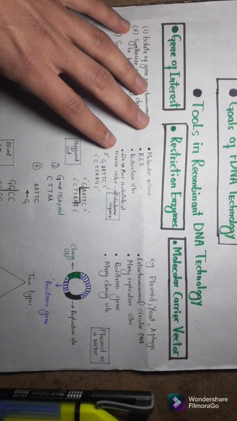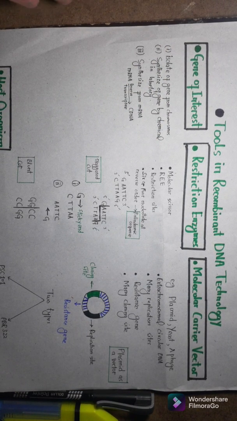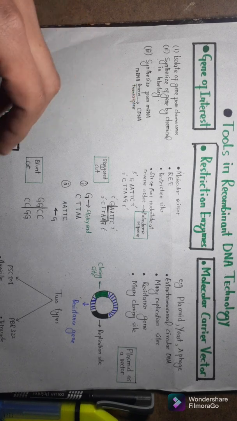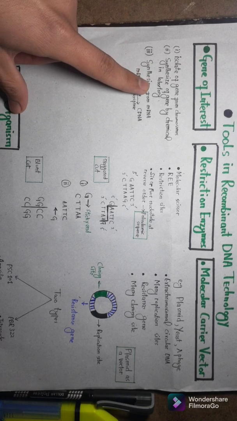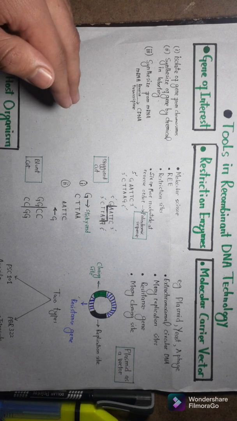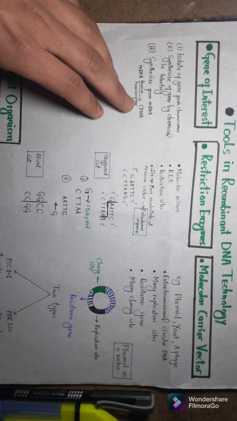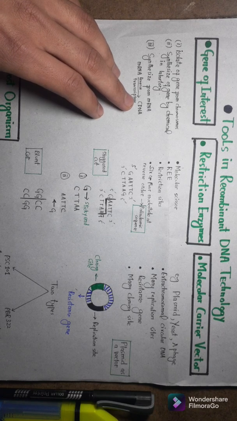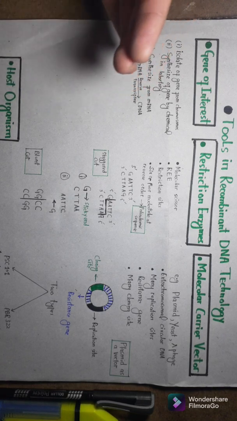What are the tools which are used in recombinant DNA technology? Or in other words, tools in recombinant DNA technology. So the first one is the gene of interest. In gene of interest, we isolate a gene from a chromosome, or we can synthesize a gene by chemicals in a laboratory, or we can synthesize it from messenger RNA through an enzyme known as reverse transcriptase, to form complementary DNA, and from complementary DNA we can get a desired gene. So the first tool in recombinant DNA technology is the gene of interest.